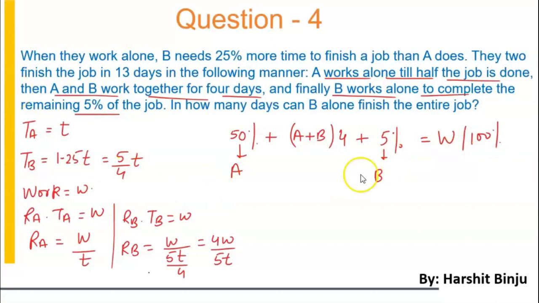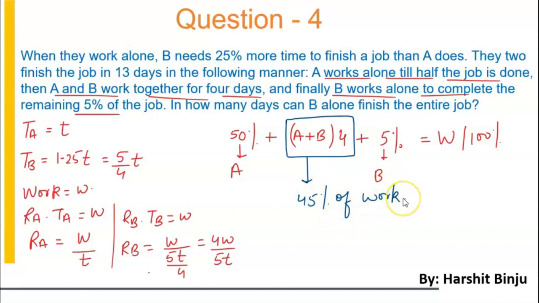So we can say that A plus B in 4 days are basically doing 45% of the job. Now, what's the rate at which A is working? That is W by T. The rate at which B is working is 4W by 5T, multiplied by time, that is 4, and this is equal to 0.45 W.